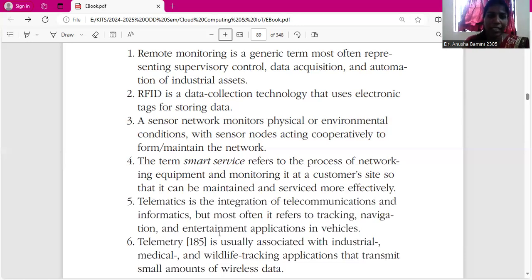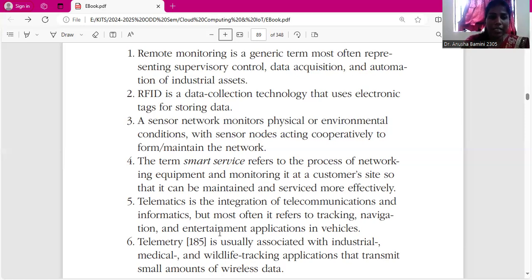Then the fifth one is telematics. This may be a new word for you, telematics as well as telemetry. Telematics means integration of telecommunication and informatics, which is used for tracking and navigation. Using Google Maps, we get the routes as well as where the vehicle is traveling, and entertainment applications we can use. Mainly telematics is the integration of telecommunication and information. Its main application supports vehicles.